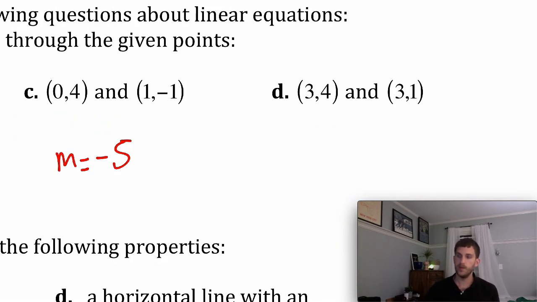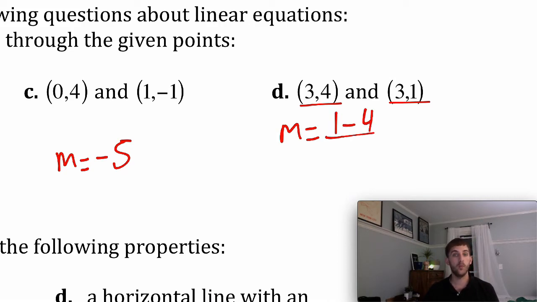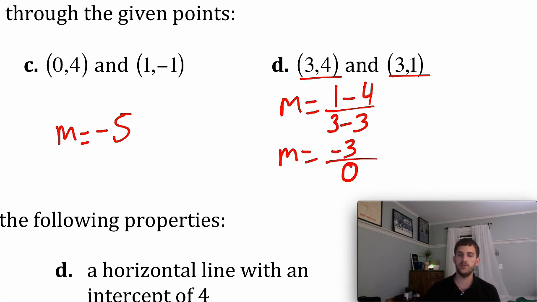Letter D, we have m equals y2 minus y1 over x2 minus x1. I'm just going to assume that this is point 2, this is point 1. y2 is going to be 1 minus y1, which is 4, over x2, 3 minus 3. So we have m equals 1 minus 4 is -3. Denominator, 3 minus 3 is 0. -3 divided by 0. How many times does 0 go into -3? It doesn't. This, friends, is called undefined. You can't divide by 0.